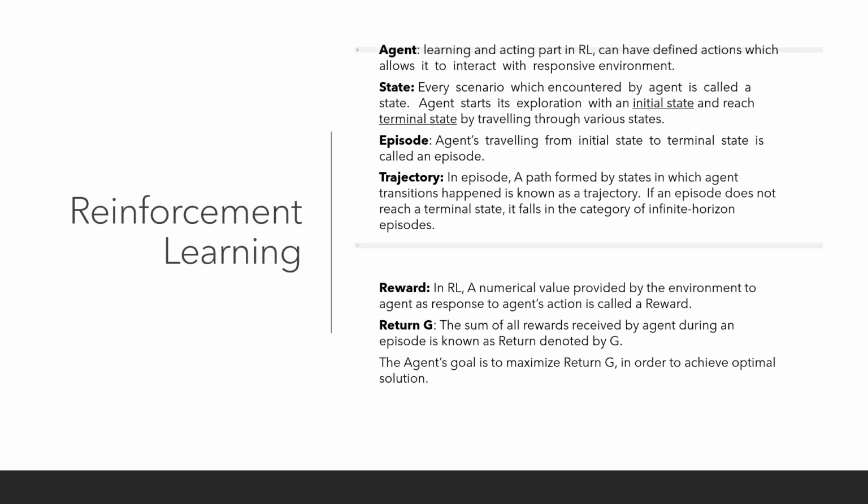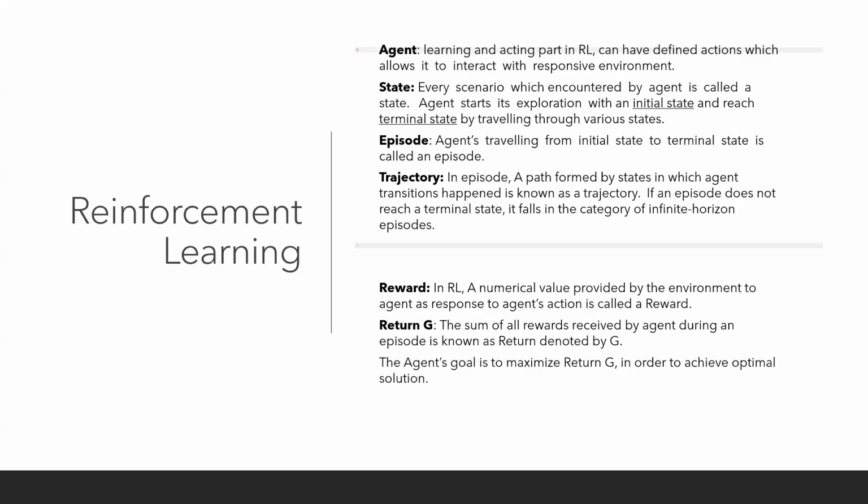So the state: every scenario encountered by this agent is called a state. At the beginning of training, when the agent starts to explore the environment, it starts with the initial state, which is called the starting state of an environment, and reaches the terminal state. That's the task we want the agent to learn, to achieve in a particular environment.